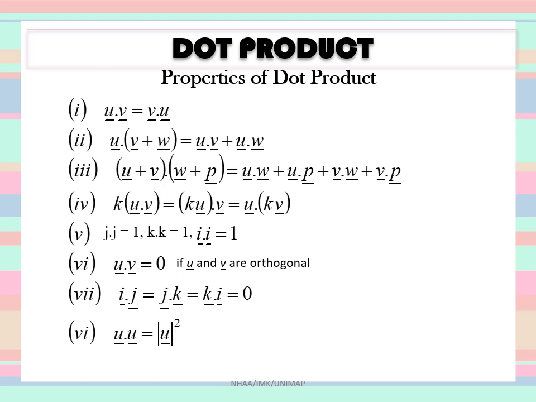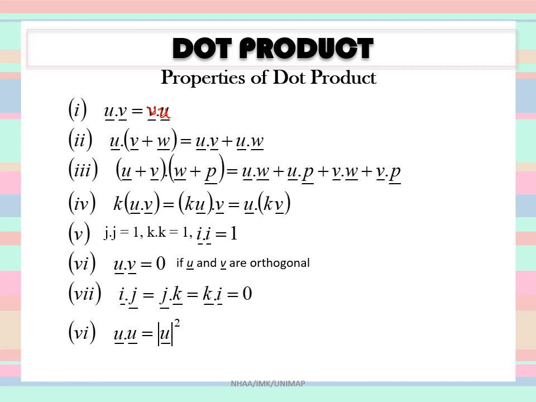Okay, these are the list of properties of dot product. The first one is when you perform dot product for vector u dot vector v, that is equivalent to you perform v dot u. So you can swap the position between the vectors.